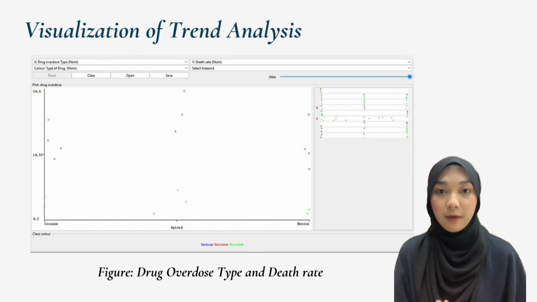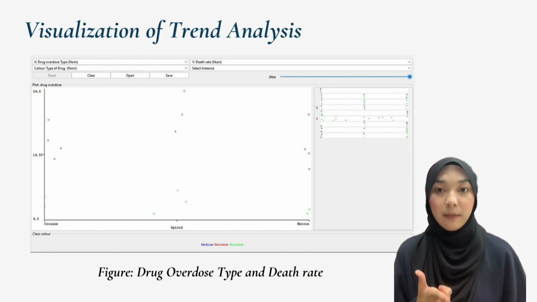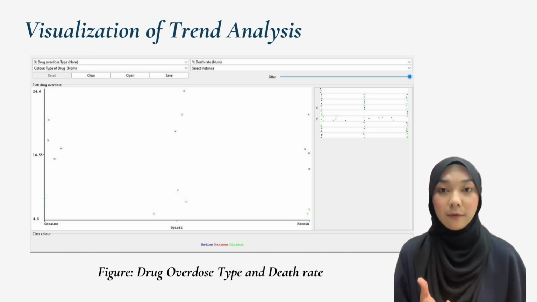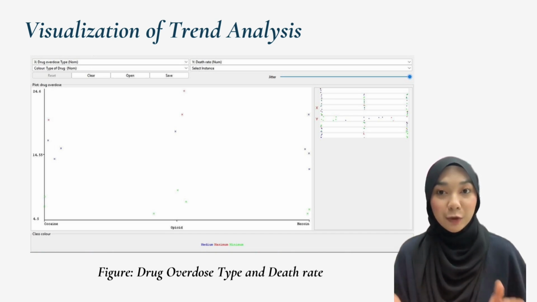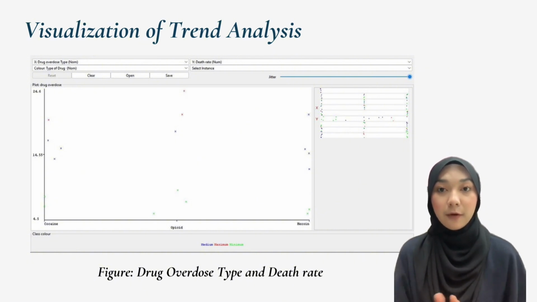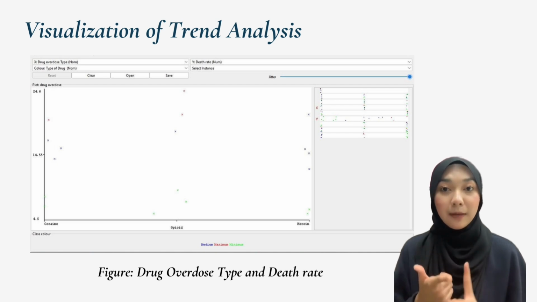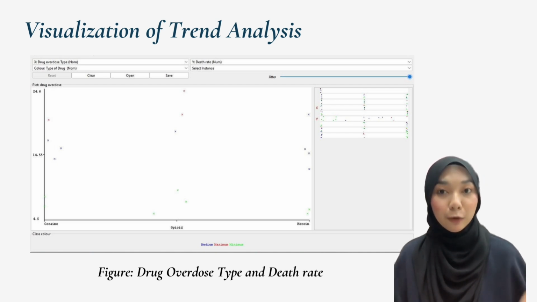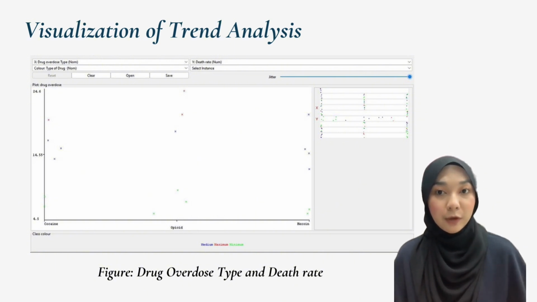There are three levels of death rate, where blue represents medium, red represents maximum, and green represents minimal. As shown in the figure, the rate of death for cocaine is medium and maximum. For opiate, the rate of death includes all levels of type of drug, which are medium, maximum, and minimum. Next, the rate of death for heroin is medium and minimum. So it can be concluded that opiate causes a higher death rate compared to heroin and cocaine.